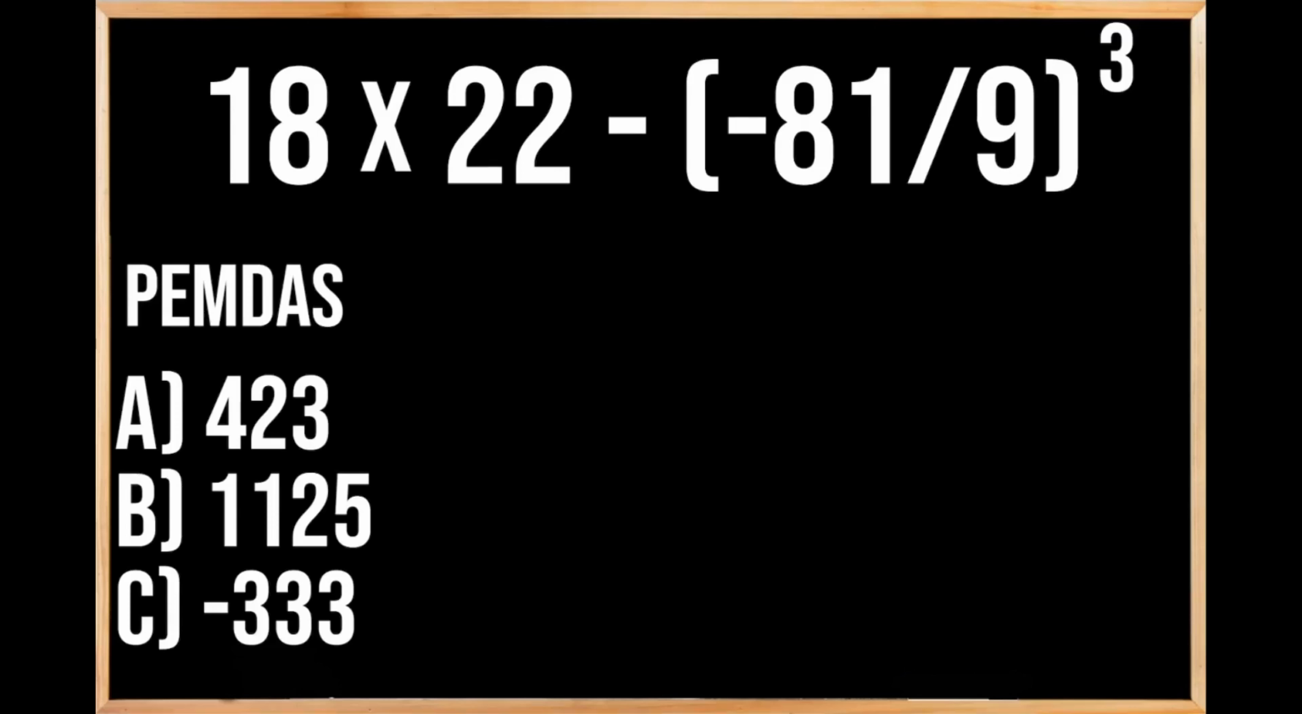Can you solve this math problem? Let's find out. The first thing we're going to do down below is rewrite this problem. So we have 18 times 22 minus (negative 81 divided by 9)³.